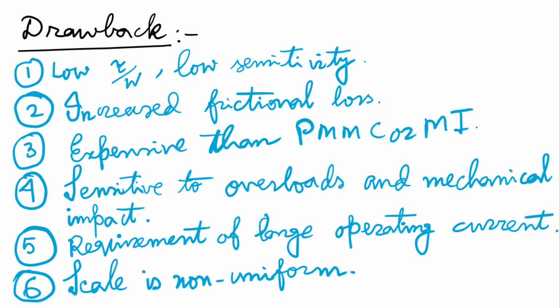Now the drawbacks. Already we have discussed that the low torque to weight ratio as well as low sensitivity is a huge drawback of this type of instrument. Besides, it is very expensive compared to PMMC or MI. Due to higher weight, the frictional loss is more. It is sensitive to overloads and mechanical impact. It requires large force for smaller operating torque, and the scale is non-uniform.